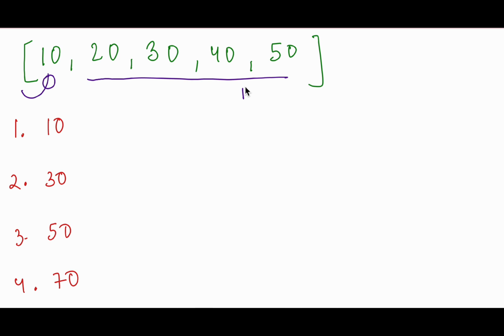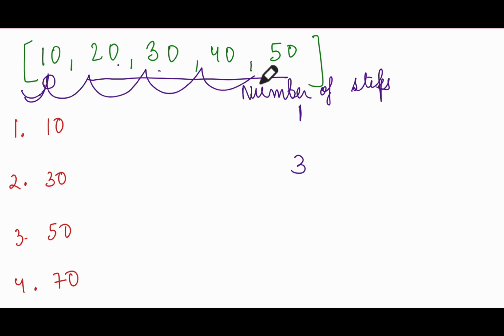So for each scenario, let's calculate the number of steps that the algorithm is going to take. In the first scenario, it only needs to do one step. In the second scenario, it needs to find 30, so 1, 2, 3. There are 3 steps involved. In 50, it is going 1, 2, 3, 4, 5. It will do 5 steps. And in 70, it will again do 5 steps, and even after 5 steps, it will tell you that it is not able to find this number.